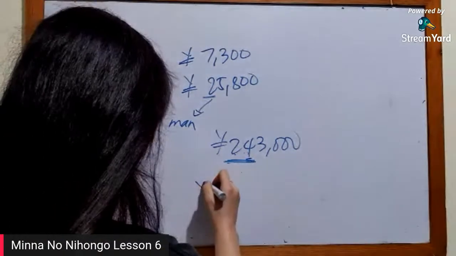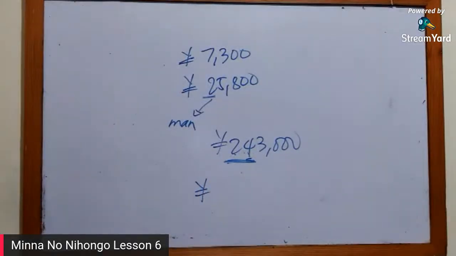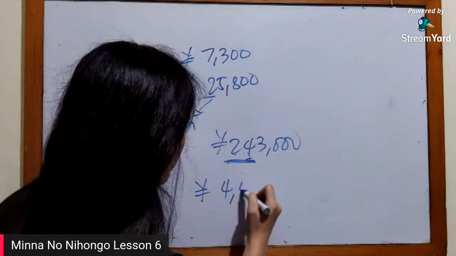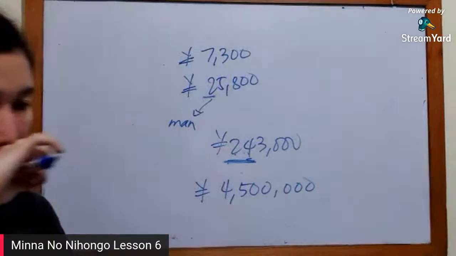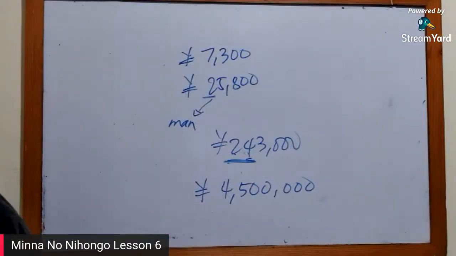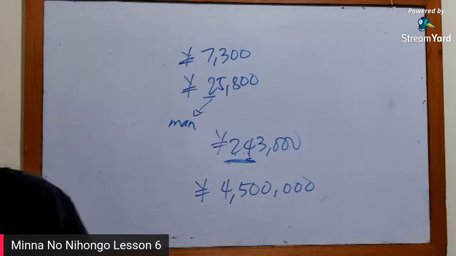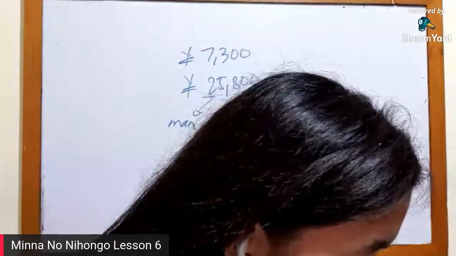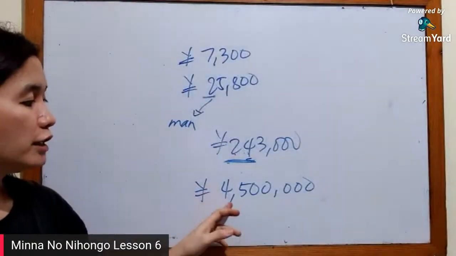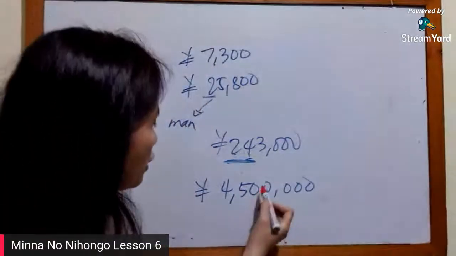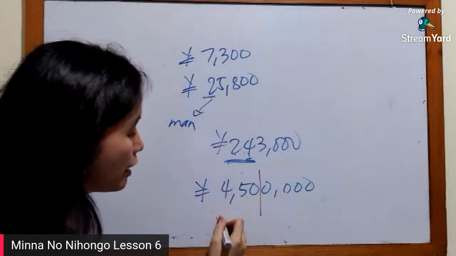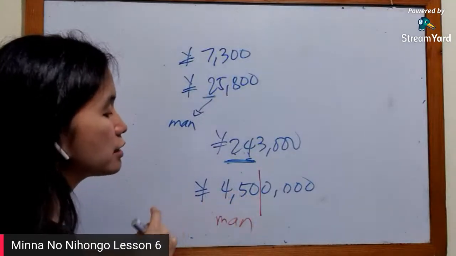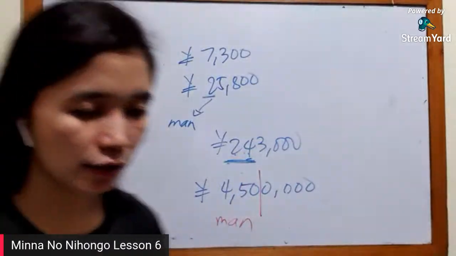So next is, we have Yonhyaku Gojuuman. Yonhyaku Gojuuman. We have Yonhyaku. So you just need to put a line in here since the 5th digit is man. So 450 is Yonhyaku Gojuuman. Okay.